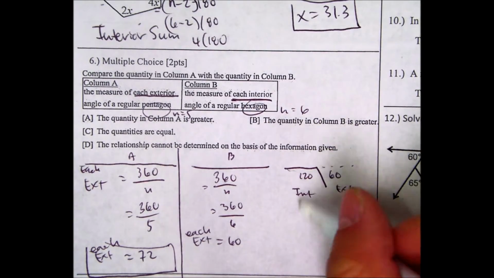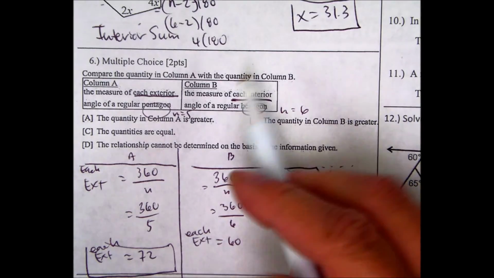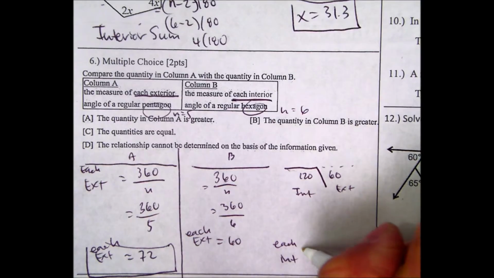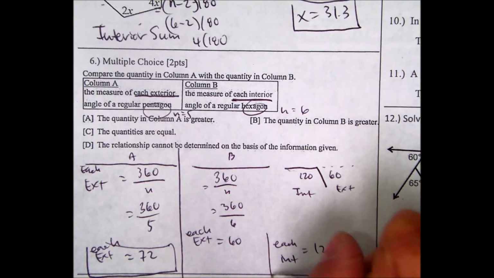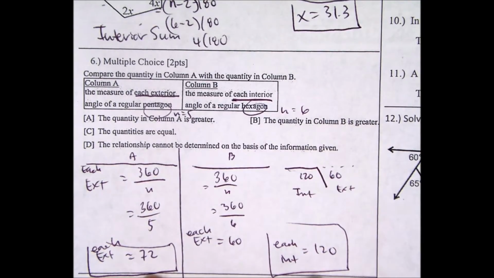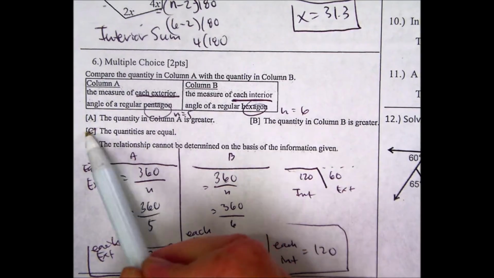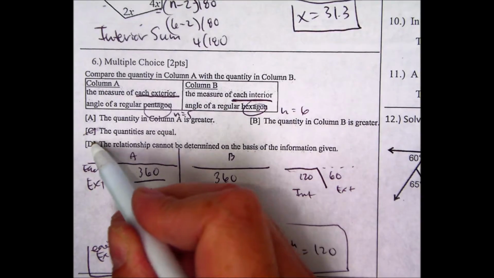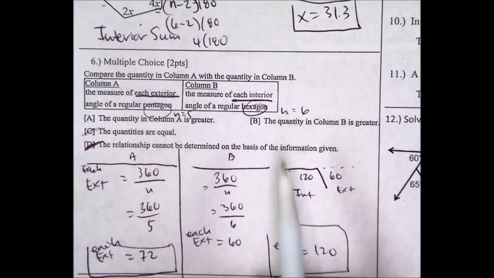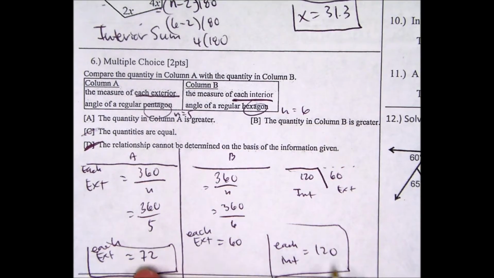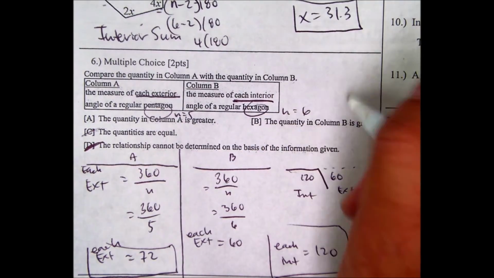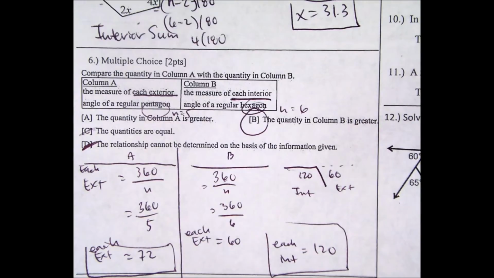So the measure of each interior angle is equal to 120. So if I compare these two values, they're not equal, so you can cross that off. The relationship cannot be determined based on the information. We do have enough information. And then we're just choosing which number is bigger, this number or this number. 120 is greater, that quantity is bigger, therefore column B is greater, therefore your answer is B.